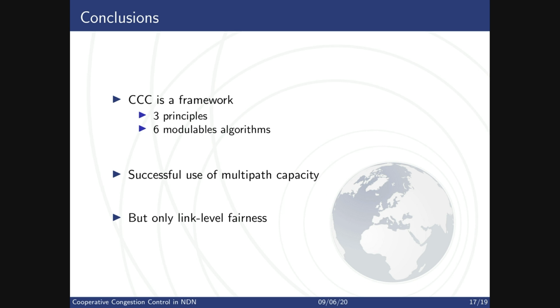In conclusion, cooperative congestion control is a framework based on three main principles that can be implemented through 6 modulable algorithms. Our first implementation successfully used the multipath capacity of named data networking and can achieve the maximum use of the network. But it has some flaws as it only achieves link-level fairness.